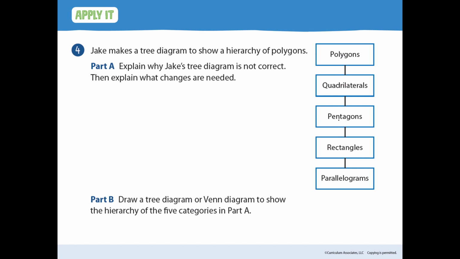The tree diagram should show pentagons as a separate branch from polygons. So we get rid of the pentagons there, and we would draw a separate branch over here for pentagon. I'm just going to abbreviate. Okay, part B. Draw a tree diagram or Venn diagram to show the hierarchy of the 5 categories in part A. So if we get rid of this, and we draw it like that, then that answers part B.